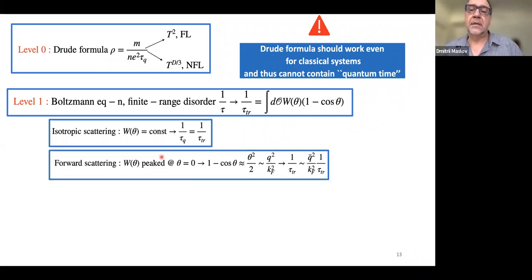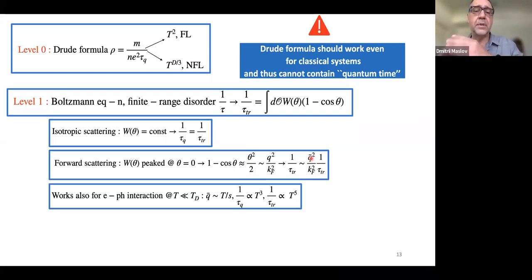If the scattering probability is peaked at zero angle, then we expand our cosine. We get a factor of theta squared, which is related to momentum transfer. And then we'll conclude that one over tau transport is suppressed compared to one over tau quantum, in proportion to the smallness of momentum transfers. It also works for phonons.